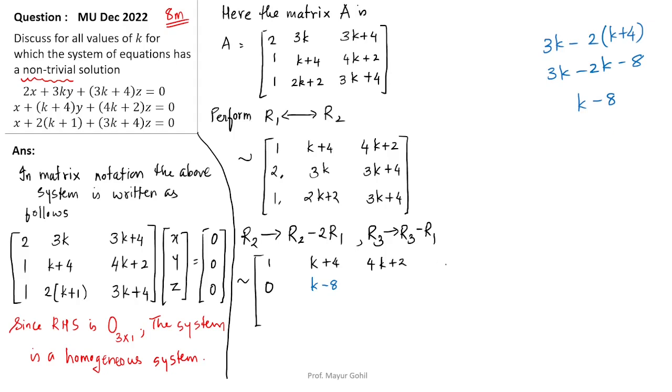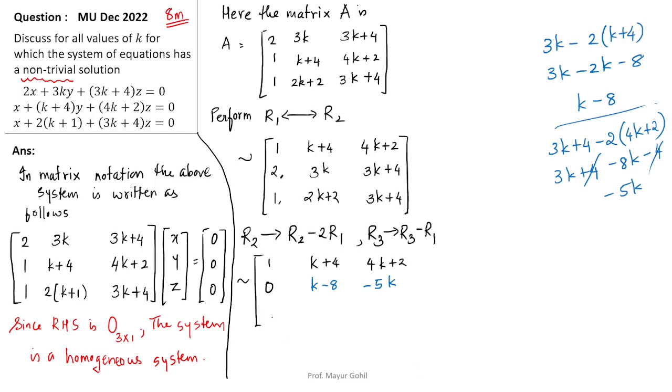The next one, what we have to do is 3k plus 4 minus 2 times 4k plus 2. So what we will get is 3k plus 4 minus 8k minus 4. So this 4 and 4 get cancelled, I get minus 5k. So this is minus 5k. That is what I get.